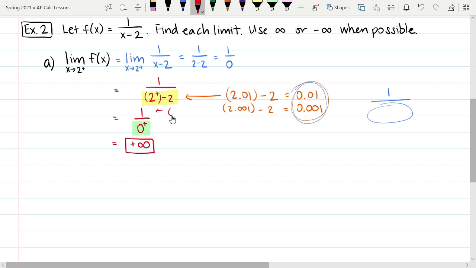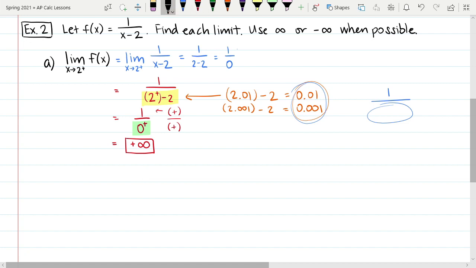because I have a positive number divided by a positive number, so that's why it's positive. And then it's infinity because I have a constant divided by a number extremely close to 0. Once again, I put the positive in front of the infinity just for emphasis. You don't have to put the positive.